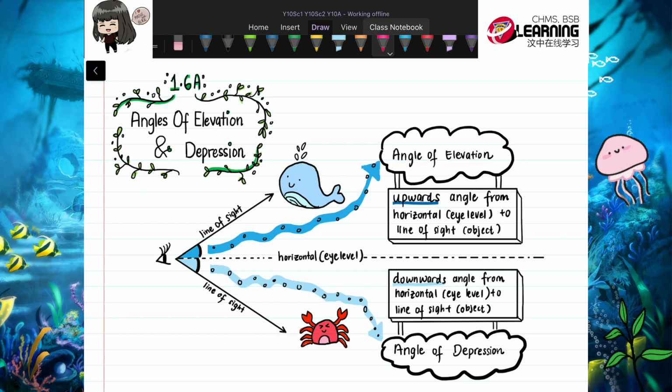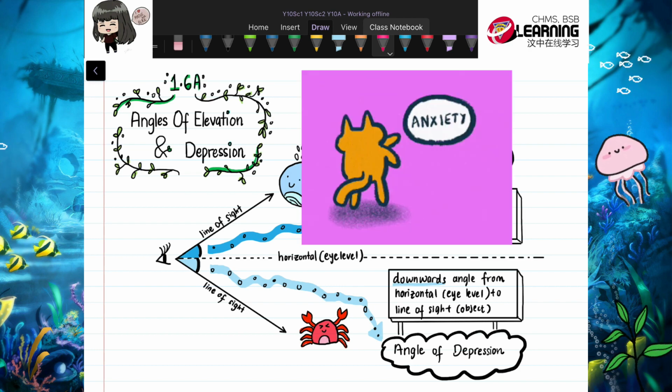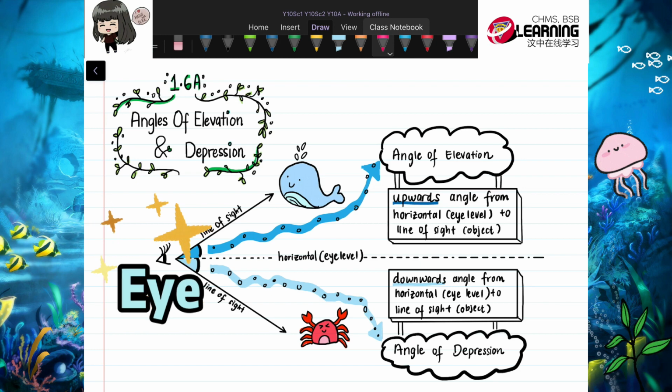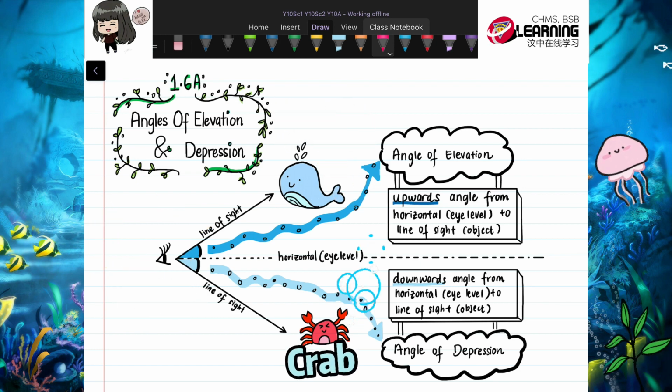We have two words here, elevation and depression. Don't be scared of the word depression. I promise it won't be very depressing, unless you think that solving maths problems is very depressing. No, it's not that kind of depression. Let's look at elevation first. Look at my drawing here. Look at the eye. This eye over here, and you can see the whale and the crab. Imagine that eye is you. You are looking.